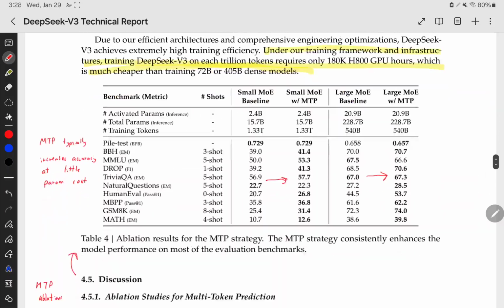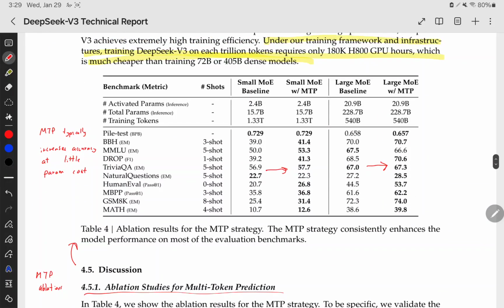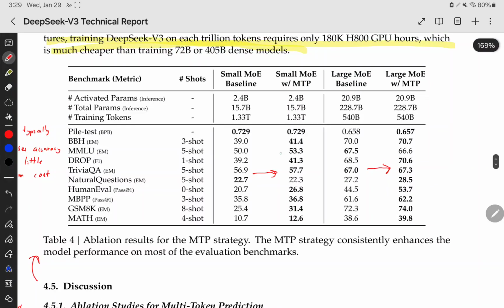So what is this ablation? This is ablation studies for multi-token prediction. I found this one really interesting. This is no multi-token prediction. This is with multi-token prediction, so just one additional token that you're predicting. All you have to do is add a single transformer layer, and it does a lot better on some of these tasks. Like, look, MMLU goes from 50 to 53. That's a significant jump, at least for however much a benchmark says.